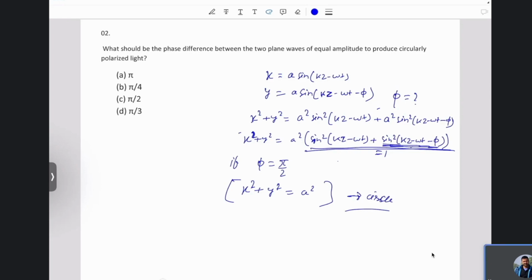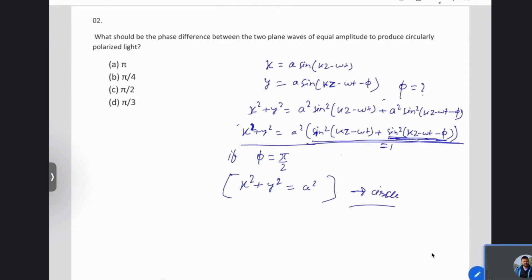You also need the amplitude to be the same, this condition should also be satisfied. And if you have some other angle like phi equal to pi by 4, then the equation that you will get here is of an ellipse, a different kind of ellipse. But for a circle you need phi equal to pi by 2. This way you can also think.